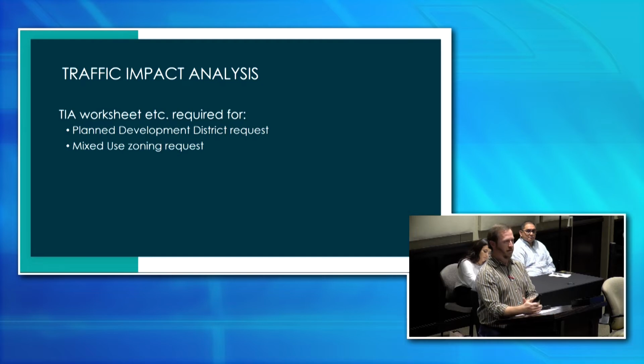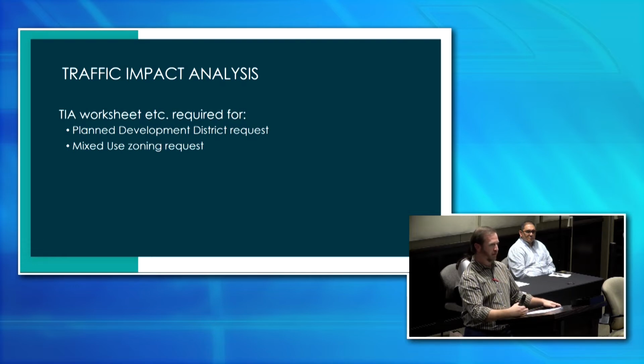That TIA worksheet is based off the use of the property. So if it's more or less a speculative zone case, where I want to zone to a commercial zoning for commercial marketing, you don't have that use. So it would be very difficult to fill out that worksheet based on an unknown use. Yeah, you gotta know what the use is to know what the traffic impact's gonna be. Right. So I think this is one step further.